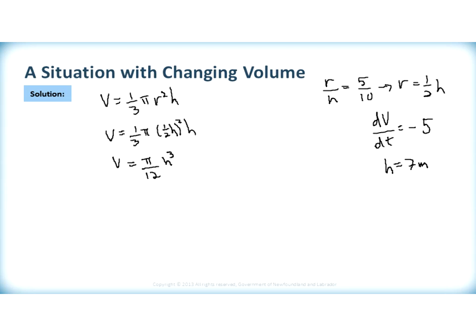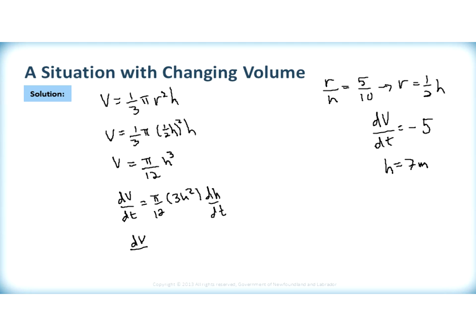Okay. So now we're going to have to use implicit differentiation here. So dV/dt is going to be pi over 12 times 3h squared, multiplied by the derivative of h, because we need to remember our chain rule here. So dh over dt. All right. So now that we've got all that, we've got to try to put together all this stuff to make it a little bit simpler.